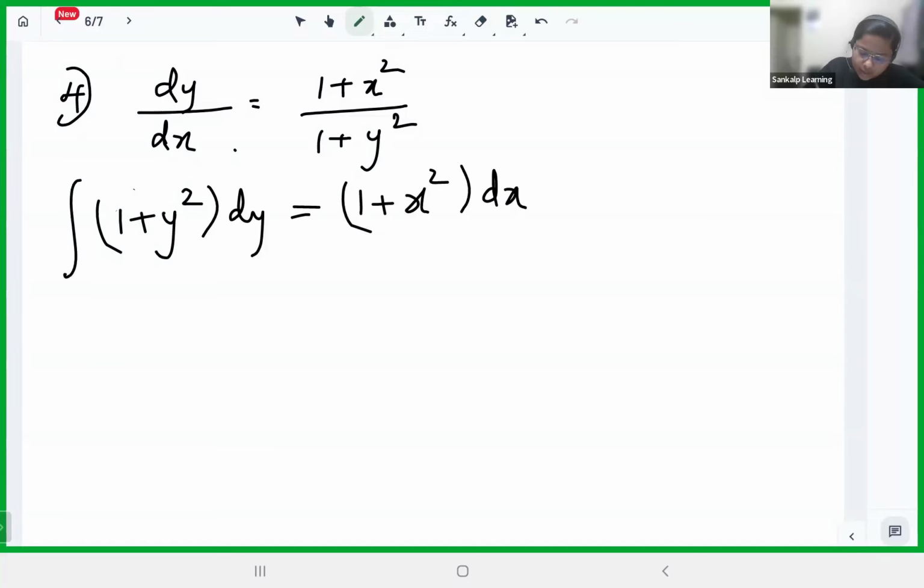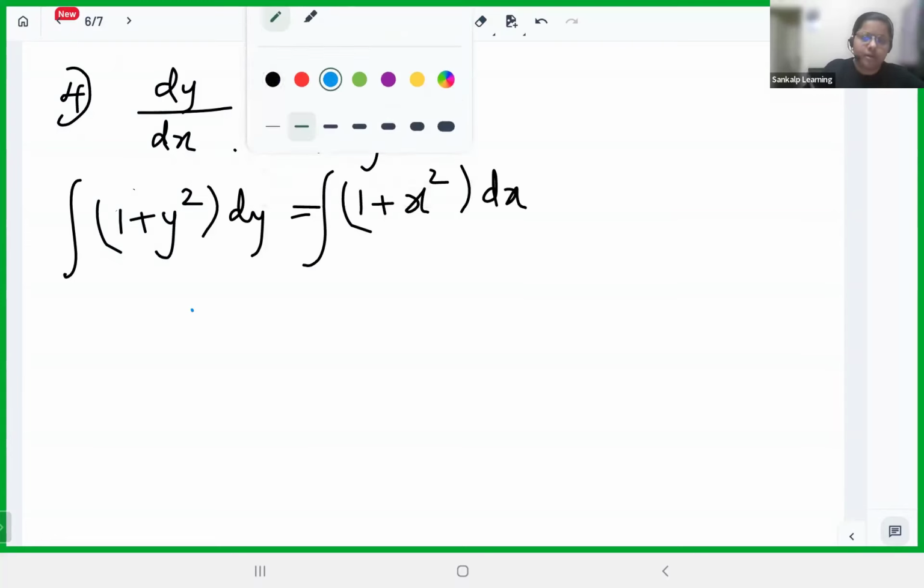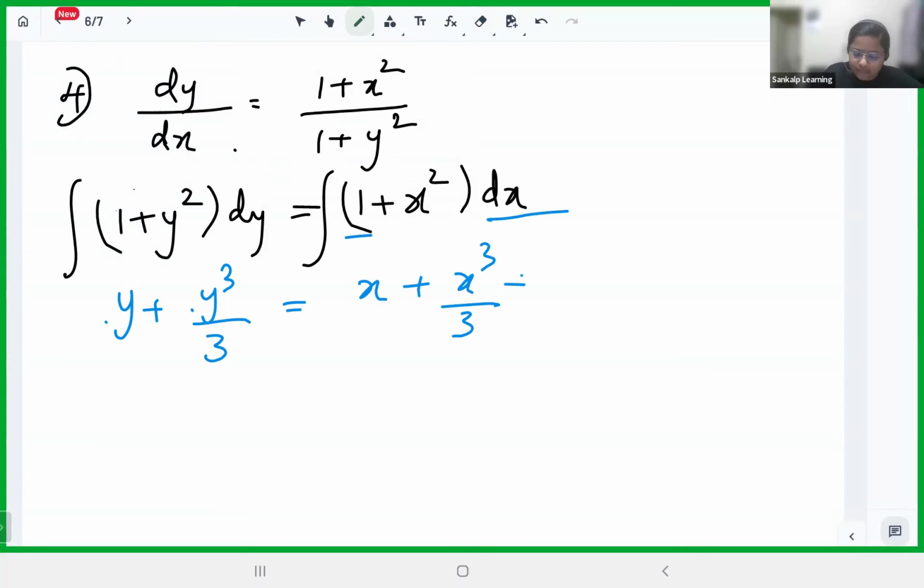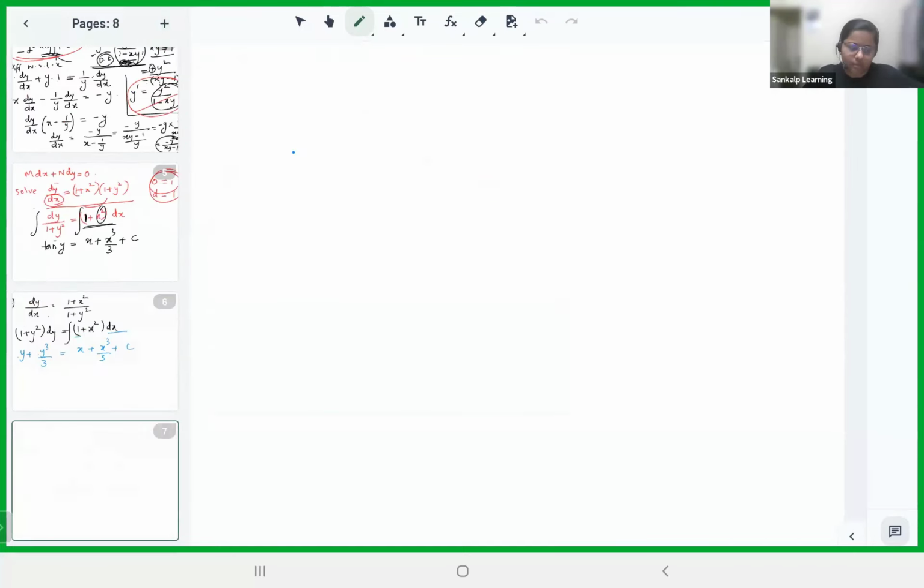Now what you have to do, you have to integrate both sides. Okay, so while integrating, what will you get? This is equal to y plus y cube by 3, that is the integral of y square, is equal to this one. With respect to x, we are integrating, right? So it is x plus x cube by 3 plus c. Y plus y cube by 3 is equal to x plus x cube by 3 plus c. All right. Now moving on to our fifth question. This is an important question.